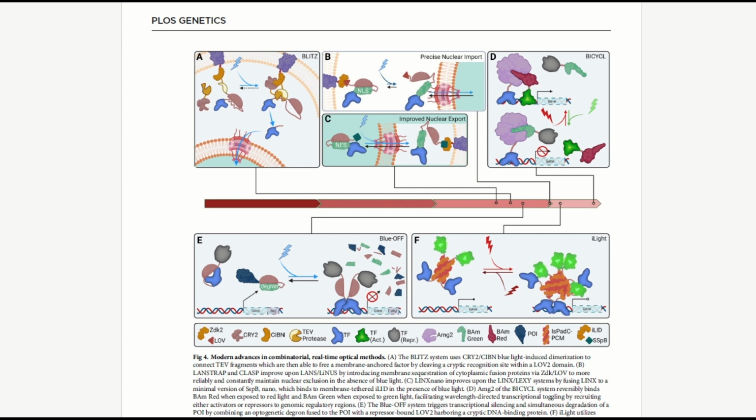Indeed, a growing number of such systems combining multiple transgenic optical tools and strategies are being developed to combine or improve upon individual schemes. A complex blend of transgenic optical tools, the blue light inducible TEV protease BLITZ system, combines Cry2 CIB1 system with the ASLOV2 system to precisely induce transcription upon exposure to blue light.